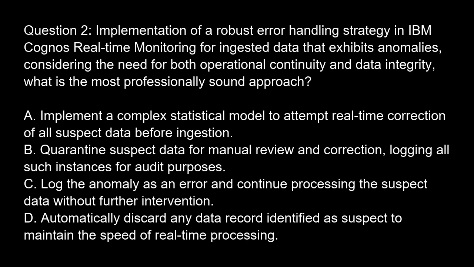Option A. Implement a complex statistical model to attempt real-time correction of all suspect data before ingestion. Option B. Quarantine suspect data for manual review and correction, logging all such instances for audit purposes. Option C. Log the anomaly as an error and continue processing the suspect data without further intervention. Option D. Automatically discard any data record identified as suspect to maintain the speed of real-time processing.